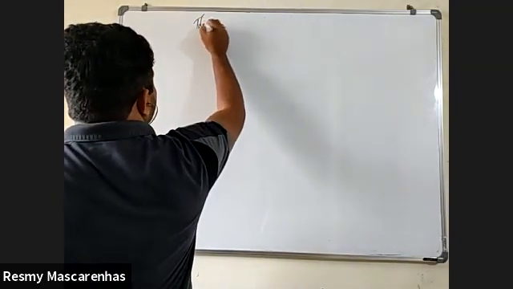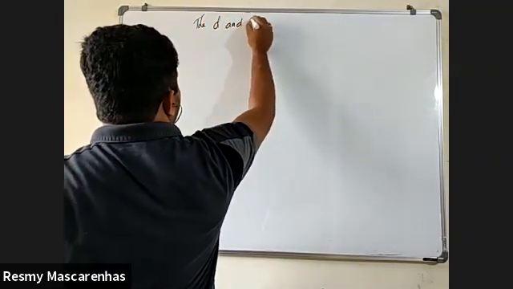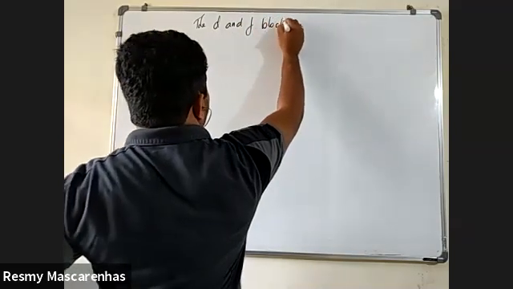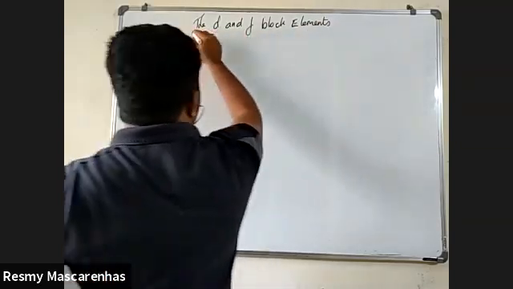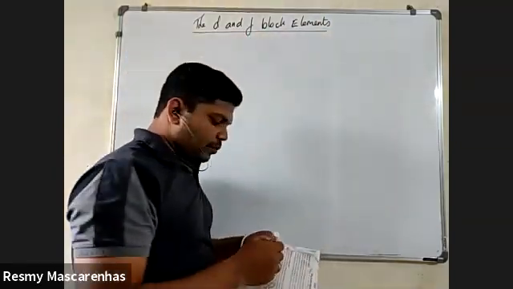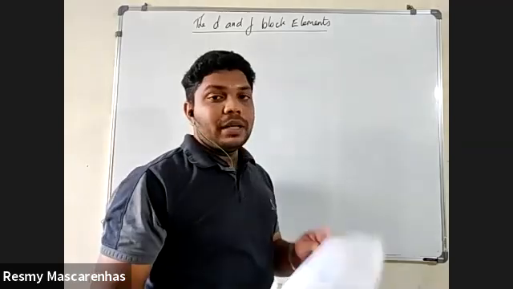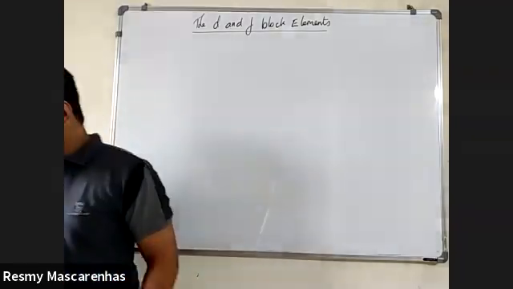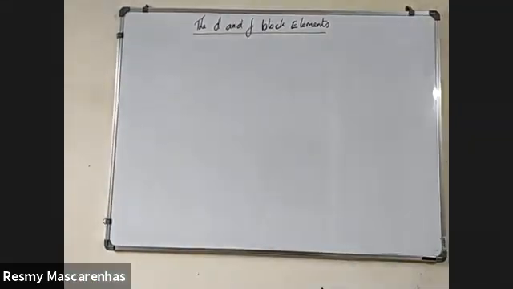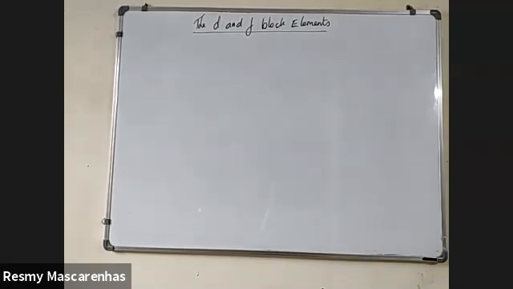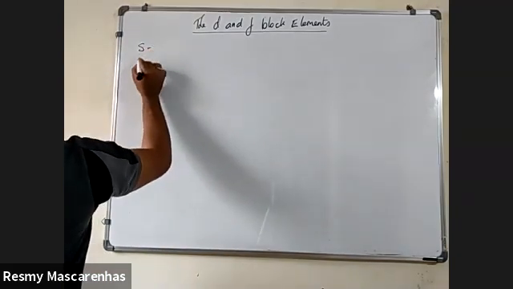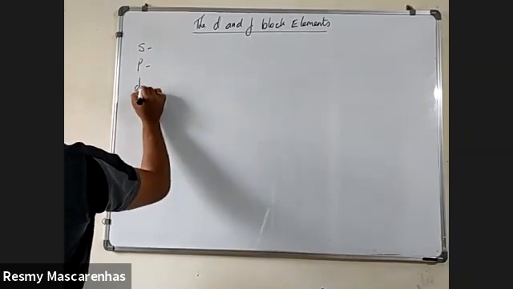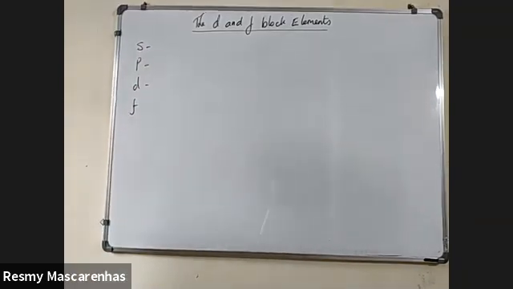So the lesson is the D and F block elements. Before going to this particular chapter, first you should know how many orbitals are there. You know that there is a s orbital, there is a p orbital, there is a d orbital, there is a f orbital.